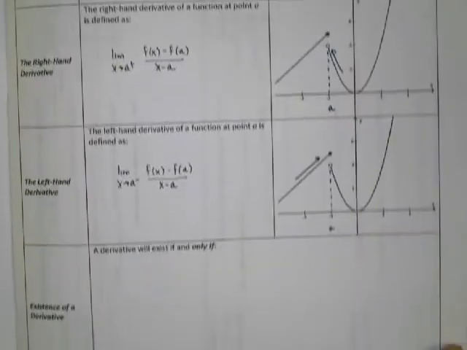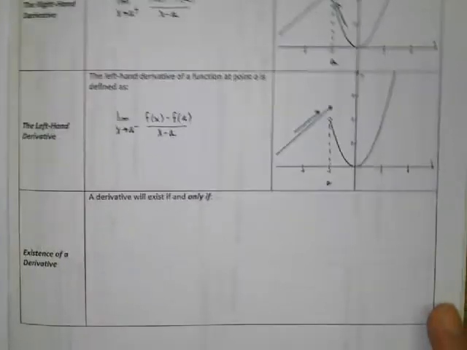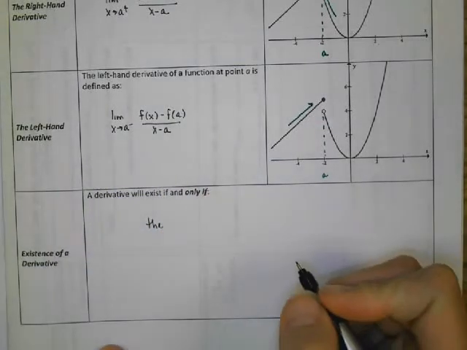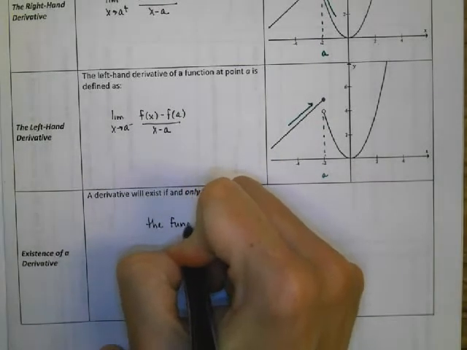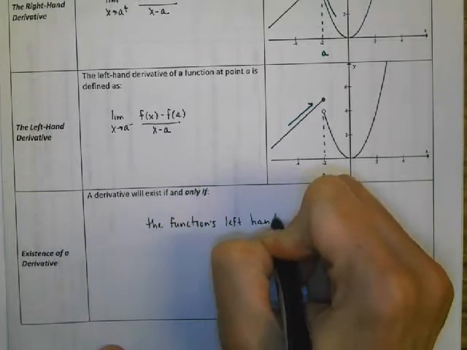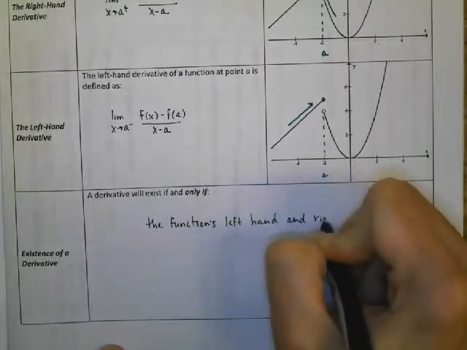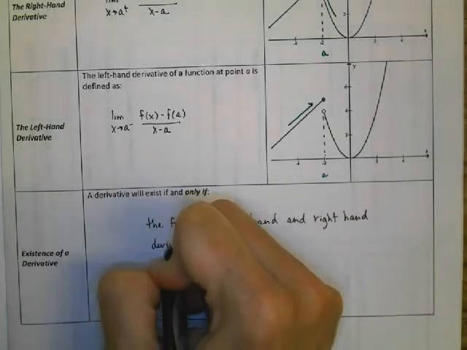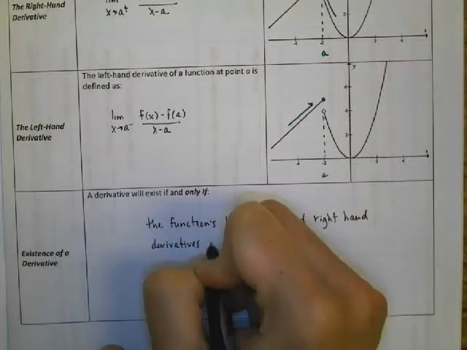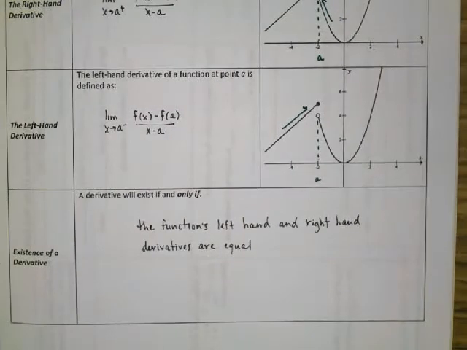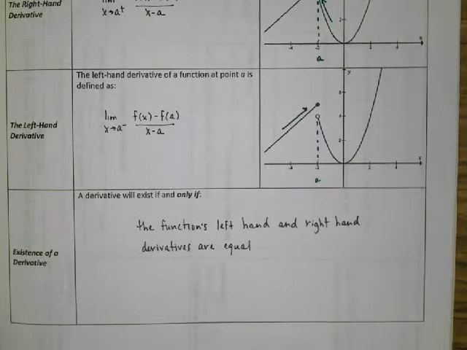The important thing to note here is that the derivative exists if and only if the function's left-hand and right-hand derivatives are equal. So a derivative at a point exists only if the function's left-hand and right-hand derivatives are equal.